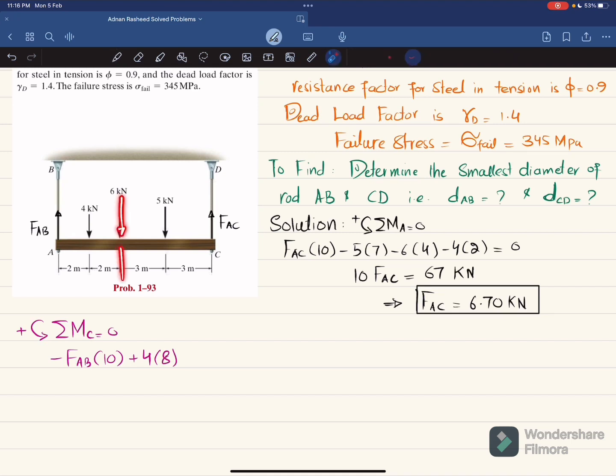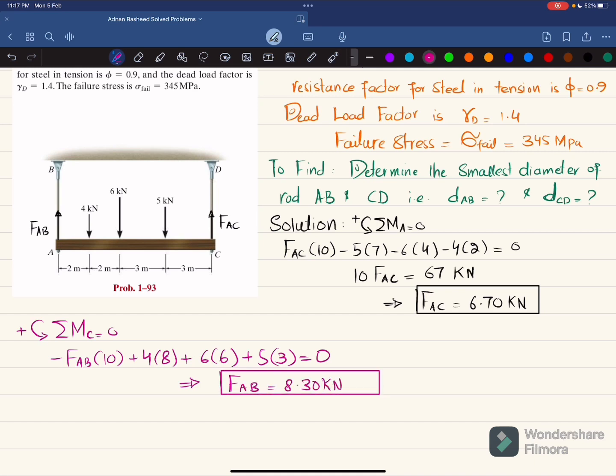This force is producing 6 multiplied by 6, and that is counterclockwise, so it will be positive. So I will write plus 6 multiplied by 6, and the last force is 5 into perpendicular distance 3, and this is also counterclockwise, and the sum of all moments about point C is equal to 0. So from here when you calculate it, you will get FAB is equal to 8.30 kilonewton.